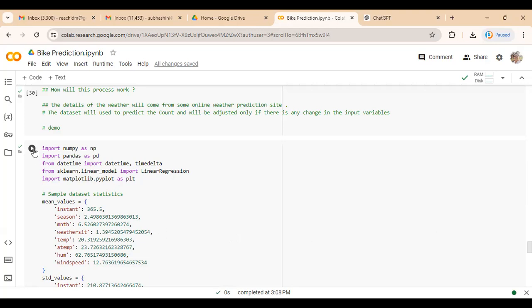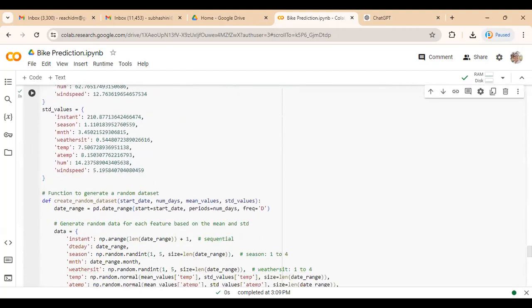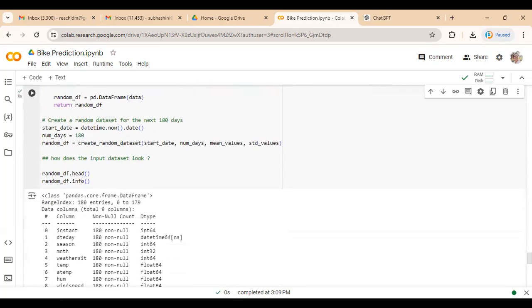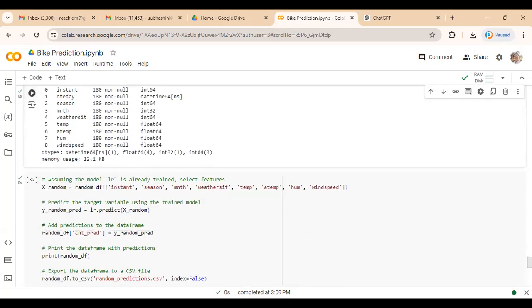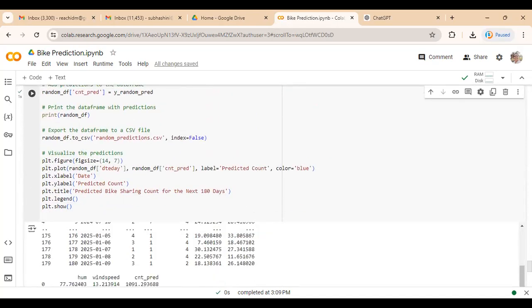So how would we really do it? We would actually get a weather report for the next few days. Like here I have created one, looking at the mean values and the standard deviation, created one which has instant, date, day, season, month, weather situation, temperature, max temperature, etc. And then what we want to do is to run that through the model. We will run it through the model, and the model will tell us that for the next week, every day of that week, given the weather that is expected, how many units of people can be expected.